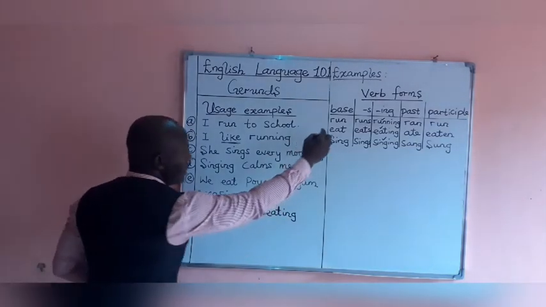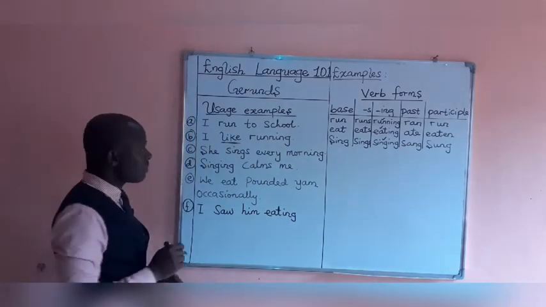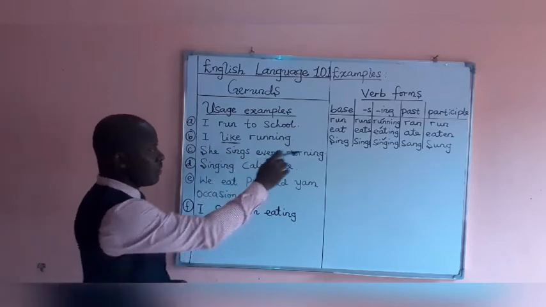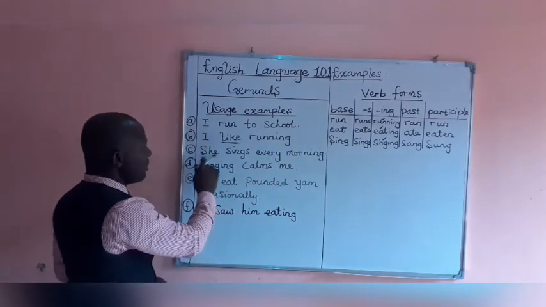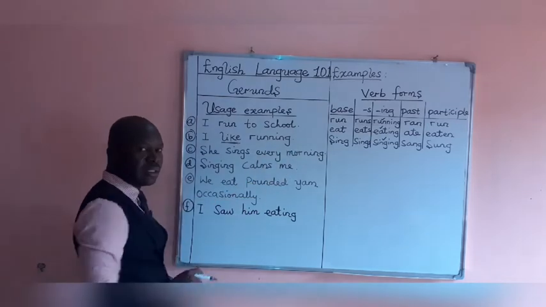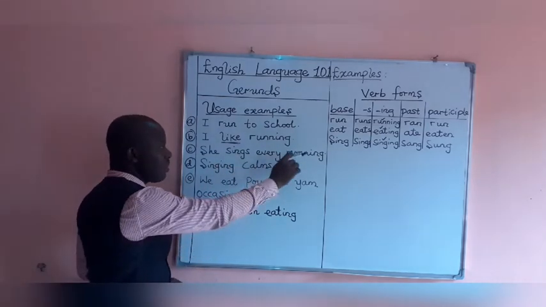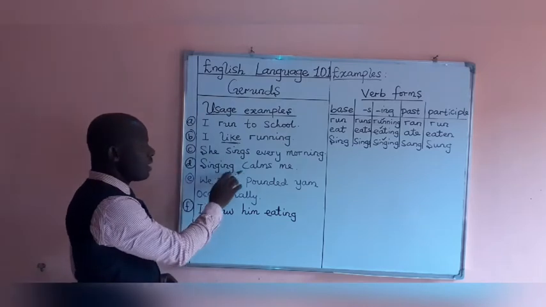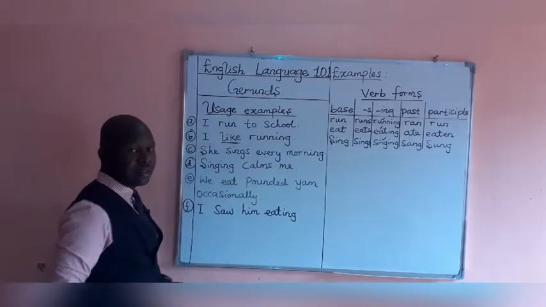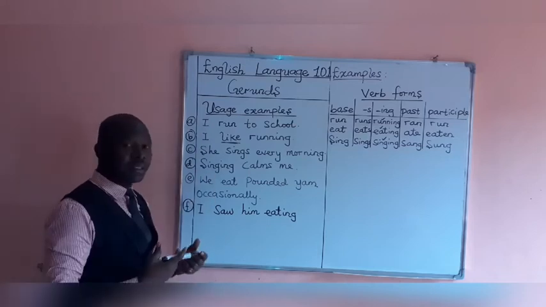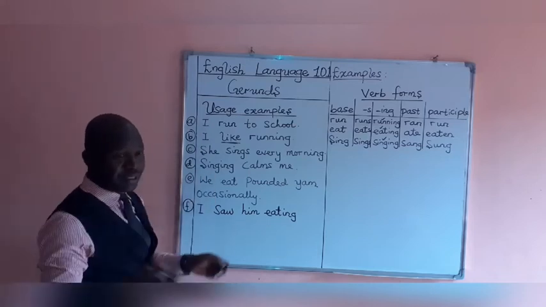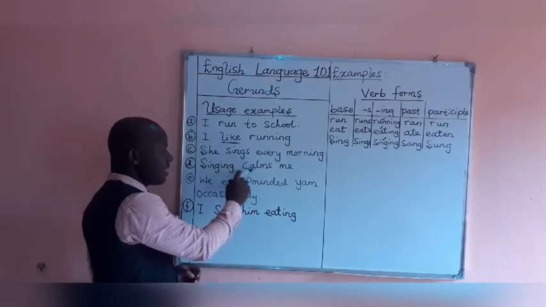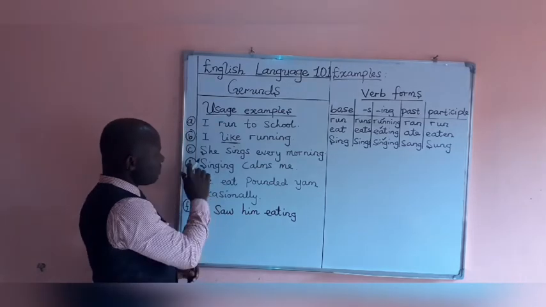We'll take the second one here. We skipped that. Let's take the third one there. She sings every morning. The next sentence to it says, singing calms me. It actually does. Forget what's on the board. It does. I like it. I'm not a good singer though. She sings every morning. Singing calms me.